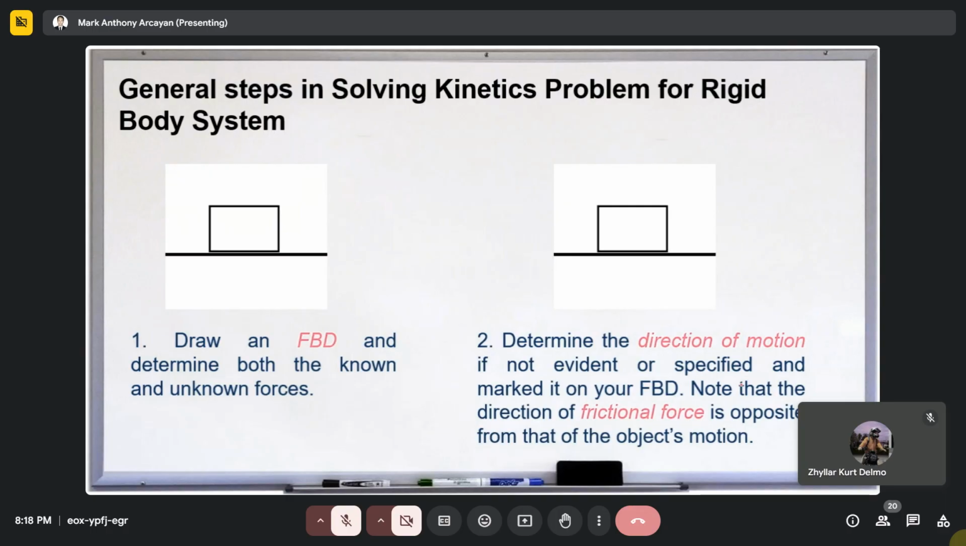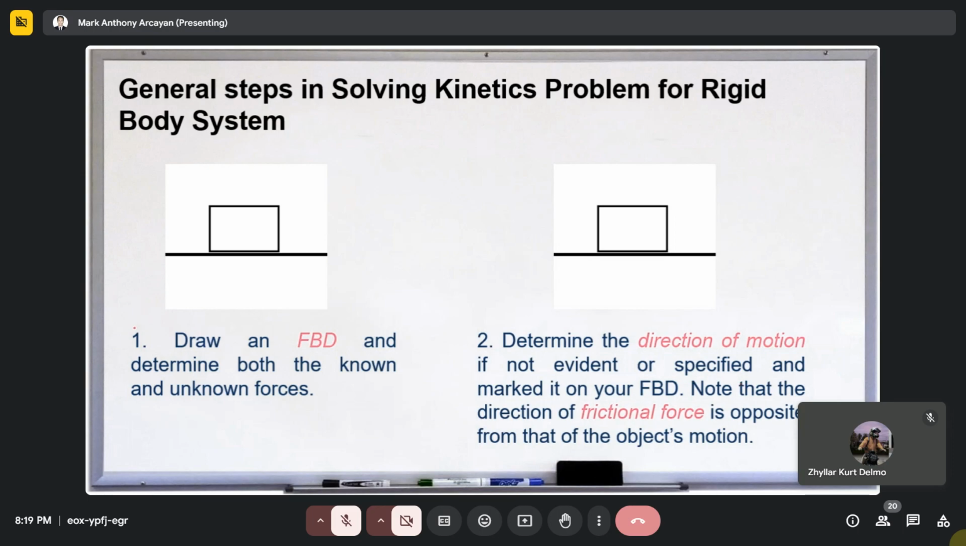Now, when we analyze particles that are subjected to external forces, which make them accelerate, and since we're dealing with forces here, class, because we are now on kinetics, it is necessary for you to create an FBD of our particles. That is why let's have a review of how to construct FBDs in order to progress to the general steps in solving kinetic problems for rigid body systems.